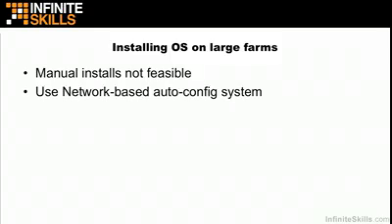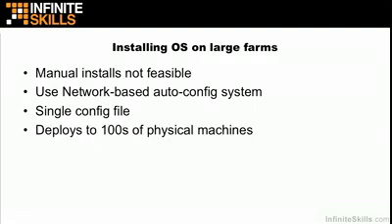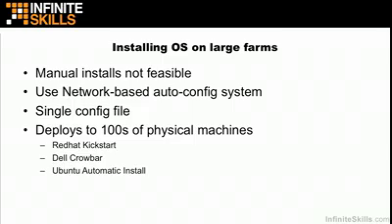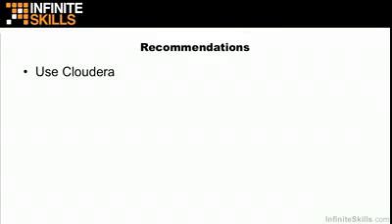There are several network-based auto-config systems out there. These systems use a single config file, and they allow you to deploy an operating system to hundreds or thousands of physical machines. Depending on the type of hardware and operating system provider that you choose, you can pick from Red Hat Kickstart, from Dell's Crowbar, or Ubuntu's automatic install. Each of these services works essentially the same way, pushing out the config of an operating system to several machines over a network. From my experience, I have several recommendations that I'd like to share with you.